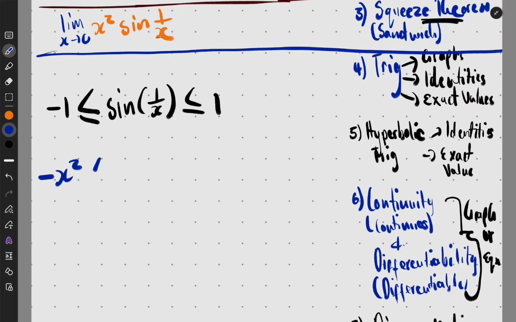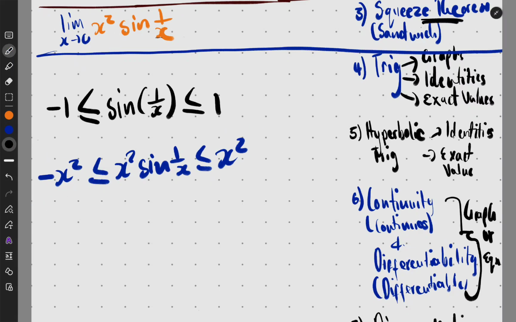So it becomes negative x squared less than or equal to x squared sine 1 over x, which is less than or equal to x squared times 1, which is x squared. So now you have made an inequality, and you are proving that this function, whose limit you are finding, is actually between these two.